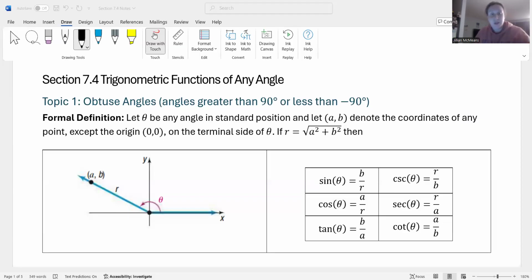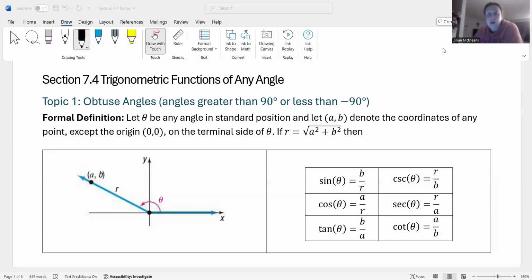Okay, for section 7.4, we're going to look at trigonometric functions of any angle. Up to this point, all of the angles we've looked at have happened to be acute angles, so less than 90 degrees. So for topic one, we're going to look at finding the trigonometric functions when we're dealing with obtuse angles.